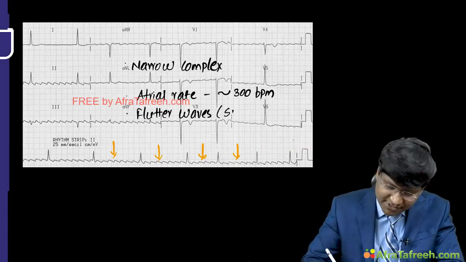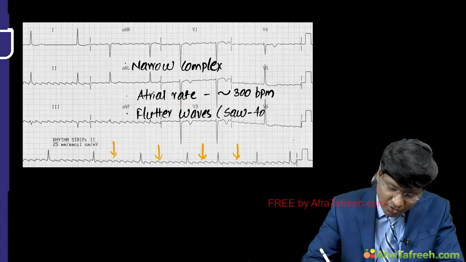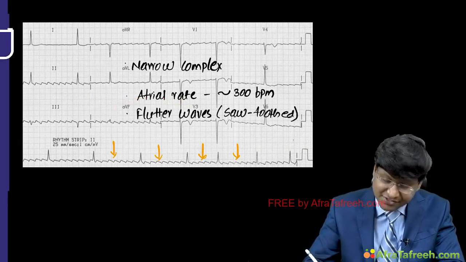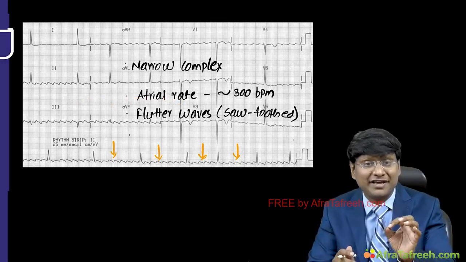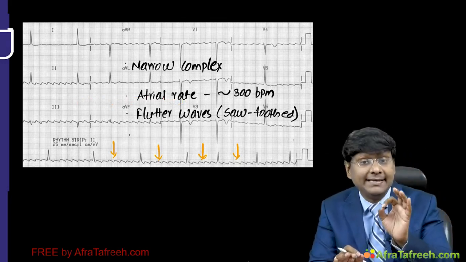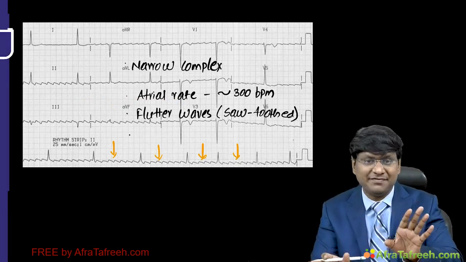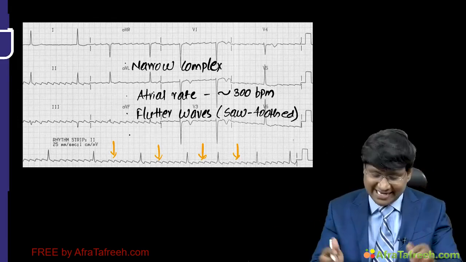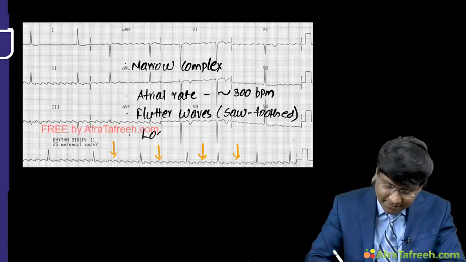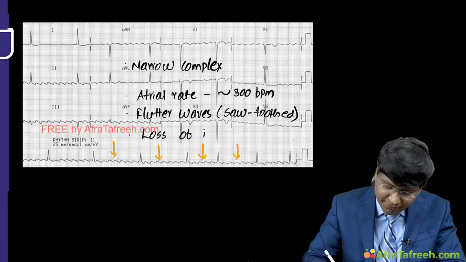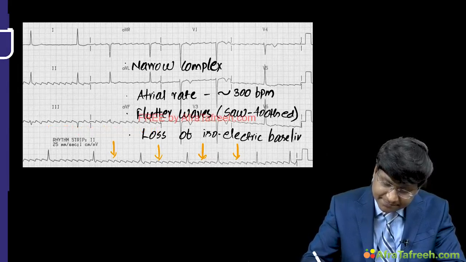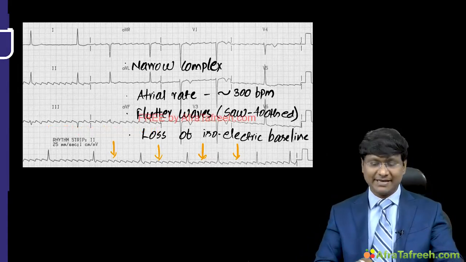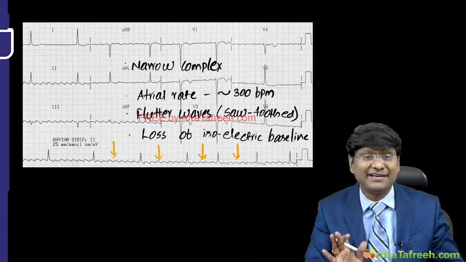What will be the shape of these? These are of sawtooth pattern, right? And these flutter waves in lead V1 will resemble the P wave. And what will happen to the isoelectric baseline? There will be loss of isoelectric baseline. So these are the features of atrial flutter.